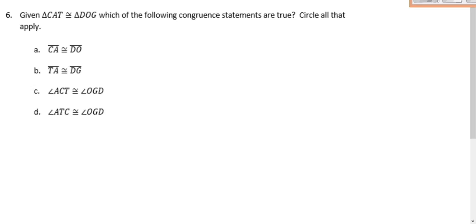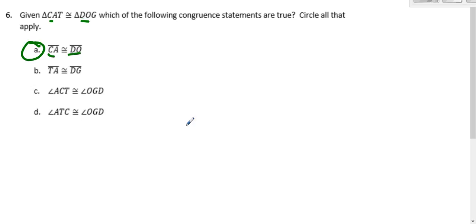So given triangle CAT is congruent to triangle DOG, which of the following congruent statements are true? Now, if they're true, that means since the triangles are written in this order, everything needs to be in the same corresponding order. So CA is the first two letters. That would go with DO, which is the first two letters. That's true.